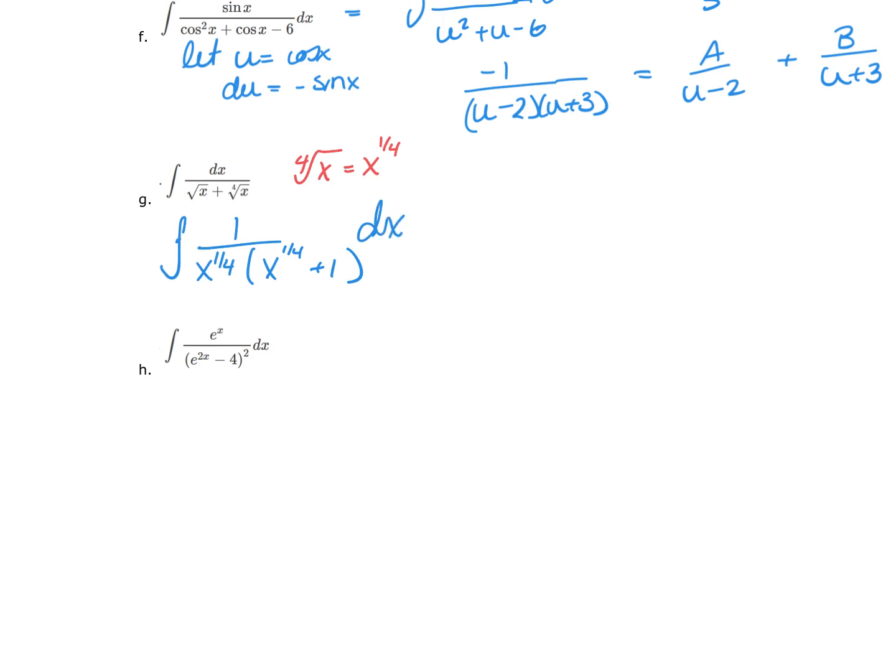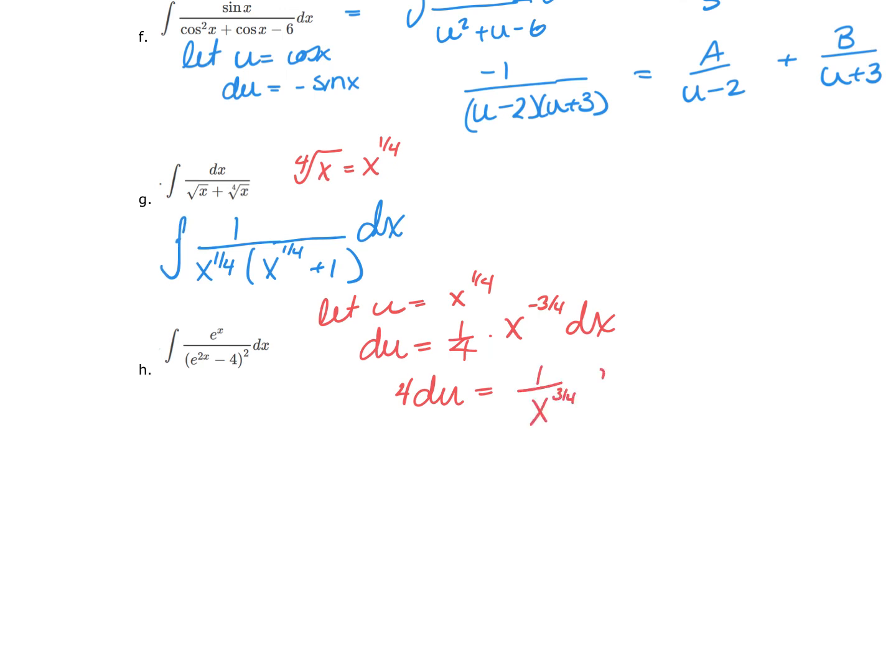Now there's a reason I'm doing this: at this point I have very little choice in recognizing when I can use partial fraction or when I can complete the square, because I have a square root and a 4th root. Now, if I let u equal x raised to the 1/4, then du is going to be 1/4 multiplied by x raised to the negative 3/4 dx. So I have 4 du is equal to 1 over x raised to the 3/4 dx.